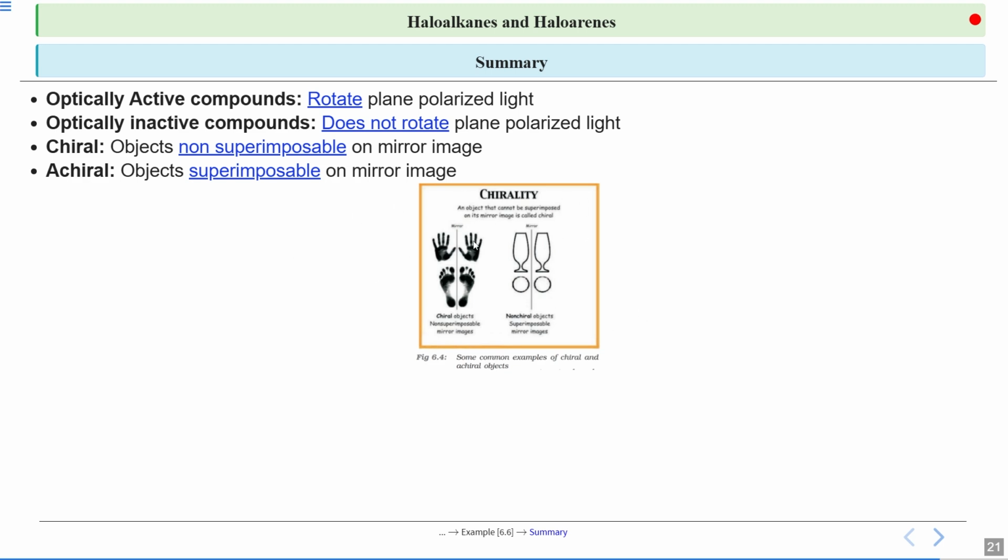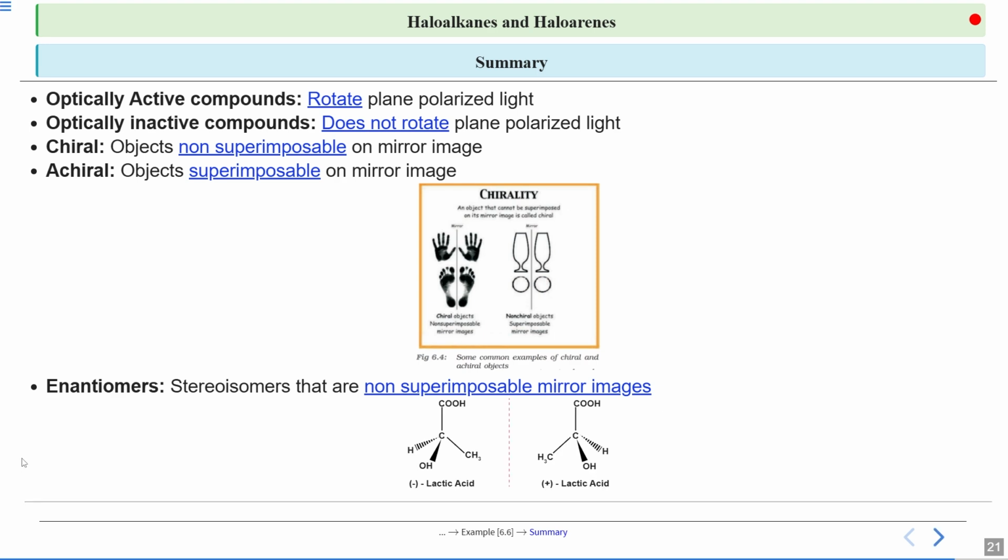You can understand better through this diagram, figure 6.4, some common examples of chiral and achiral objects, where chirality, the property of an object that cannot be superimposed on its mirror image, is called chiral. The left hand side shows the chiral objects, non-superimposable mirror images, and the right hand side shows the achiral objects, superimposable mirror images. Enantiomers we have talked about, which are stereoisomers that are non-superimposable mirror images. That means they are chiral objects. The example of that is lactic acid, levo-lactic acid and dextro-lactic acid. They are non-superimposable mirror images.